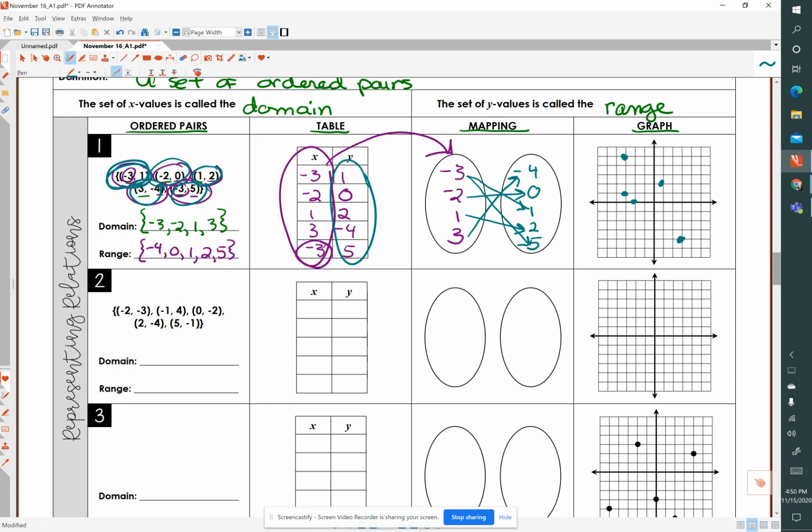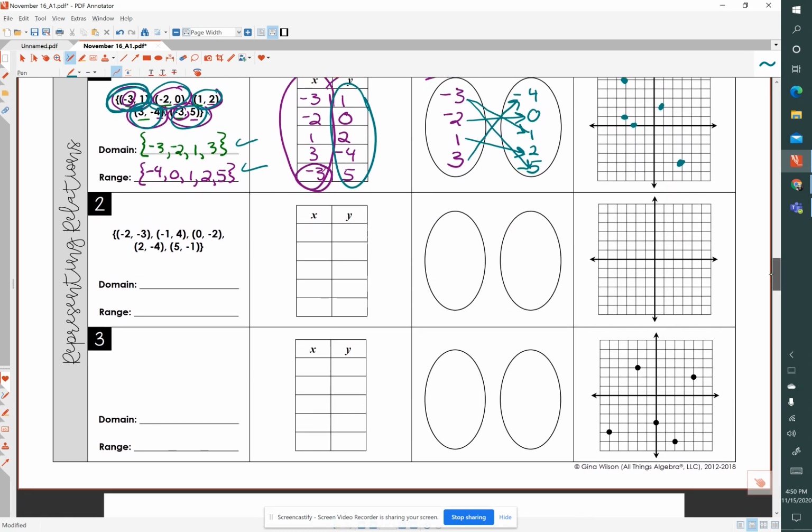So now we've represented this set of ordered pairs as a set of ordered pairs. We've listed the domain and range. We've notated them in a table, mapping diagram, and in a graph. So why don't you go ahead and try number 2 and 3. Okay, so let's get started.